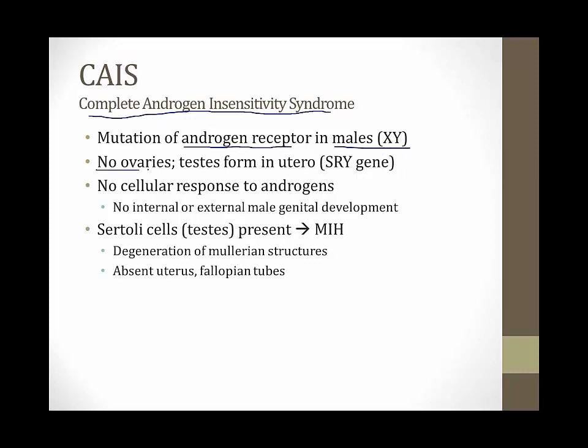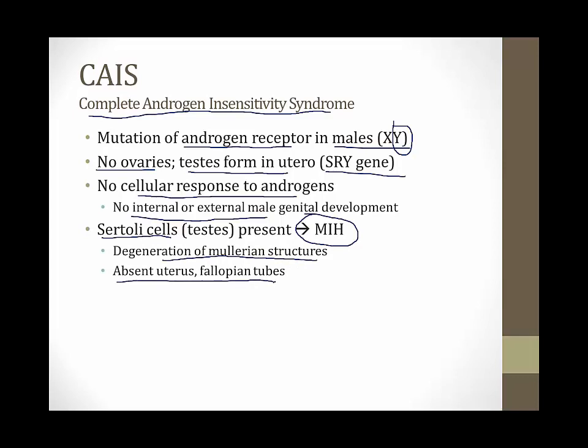These babies are born with no ovaries. That's because they do have a Y chromosome. Therefore, the testes form in utero. They have a functioning SRY gene. The problem results because there is no cellular response to androgens, and for this reason there is no internal or external male genital development. In addition, the Sertoli cells in the testes are present and they are secreting Müllerian inhibitory hormone. This leads to degeneration of the Müllerian structures. So even though these babies are born appearing to be female, they will have an absent uterus and fallopian tubes.